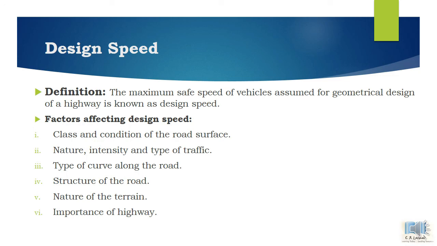Then the next is structure of the road. Then next is nature of the terrain, and last is importance of the highway. Which type of area or land is also considered while deciding the design speed, and the structure of the road also affects the design speed.